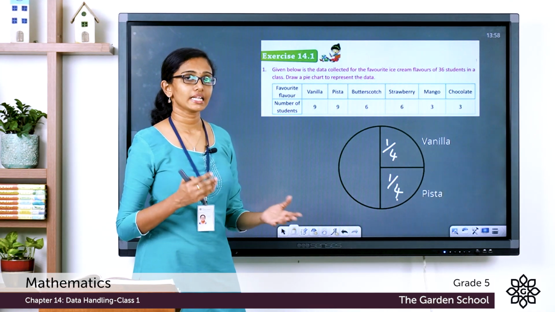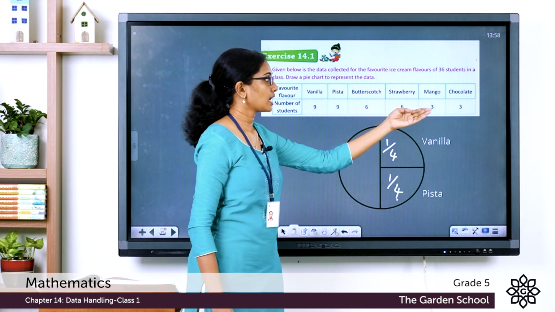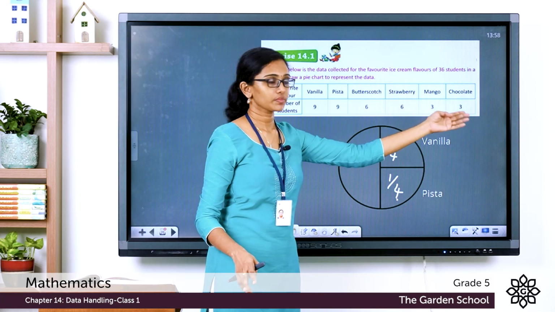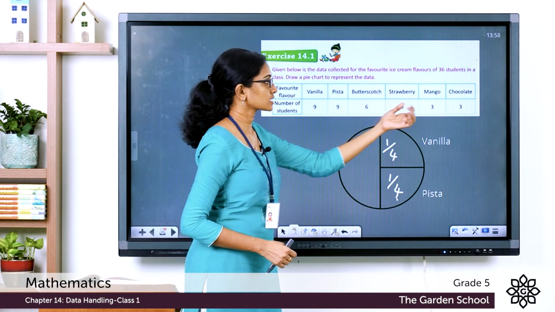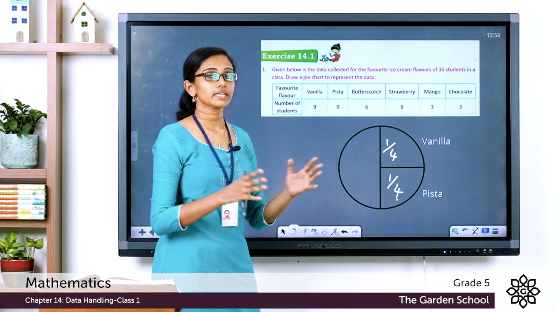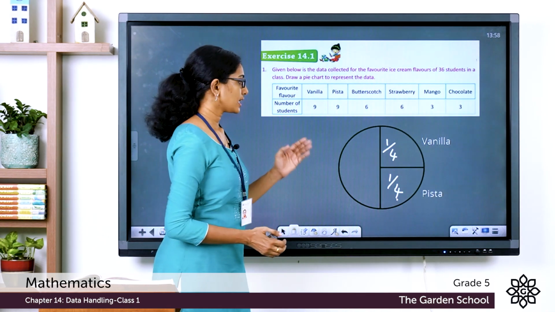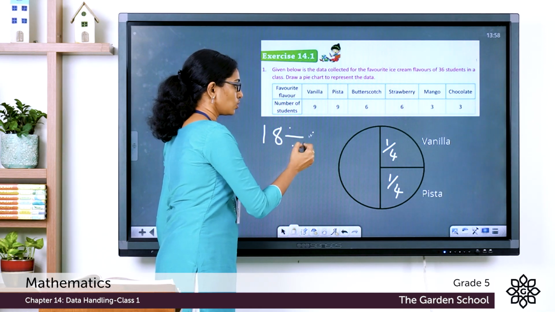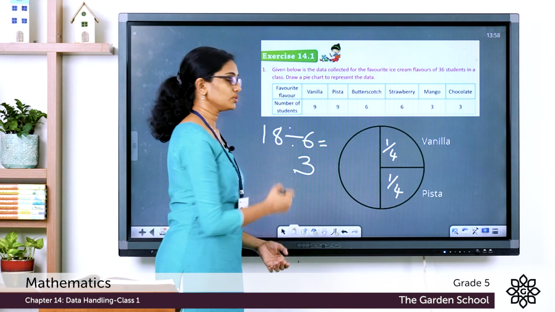So out of this remaining 18 students, 6 students like strawberry and the remaining 6, which is again divided into 3 and 3, like either mango or chocolate. So it is 6, 6, together 6. So the remaining 18 students we can divide into groups of 6 each. Let's see, how can we divide 18 into groups of 6? That is, we have to divide that into 3.